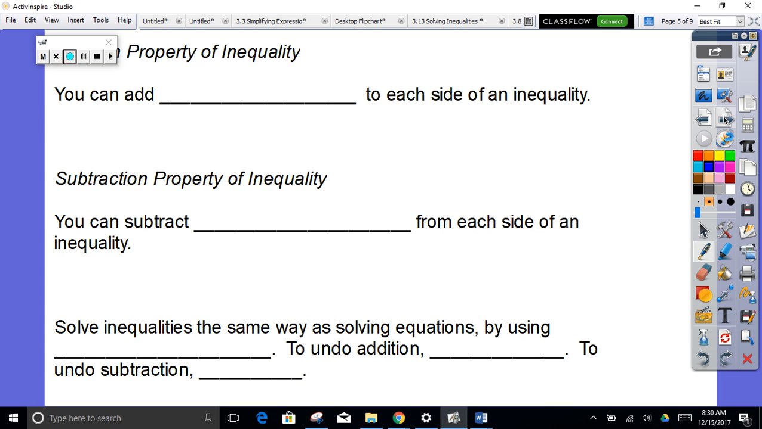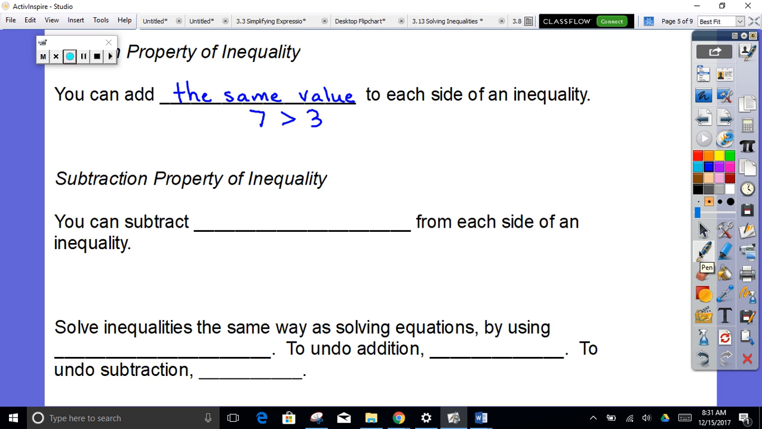Okay, so the addition property of inequality is similar to the addition property of equations. You can add the same value to each side of an inequality. And I'm going to show you an example of that. Say we start with an inequality such as 7 is greater than 3. If I add the same amount to both sides of that inequality, it's still going to be true.